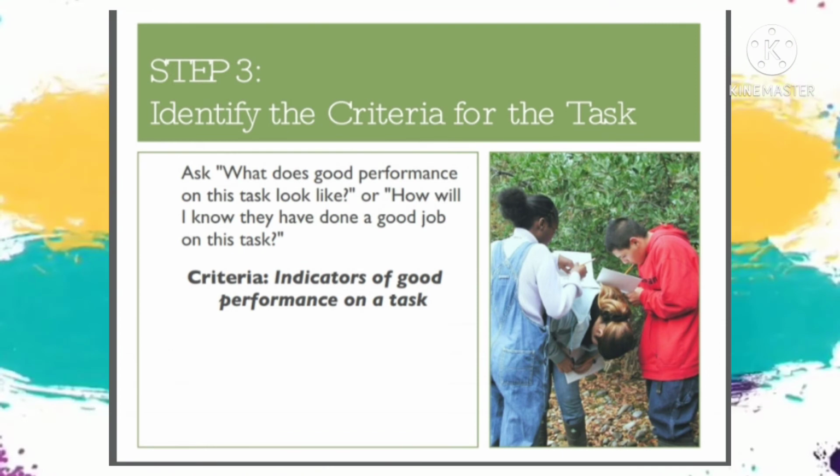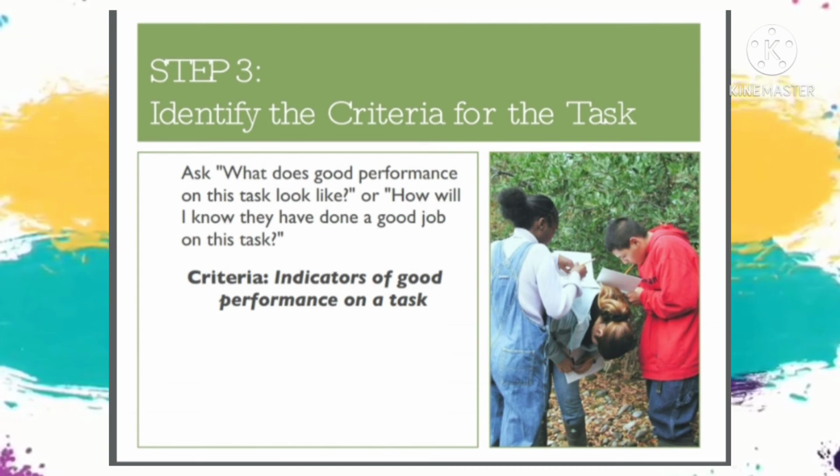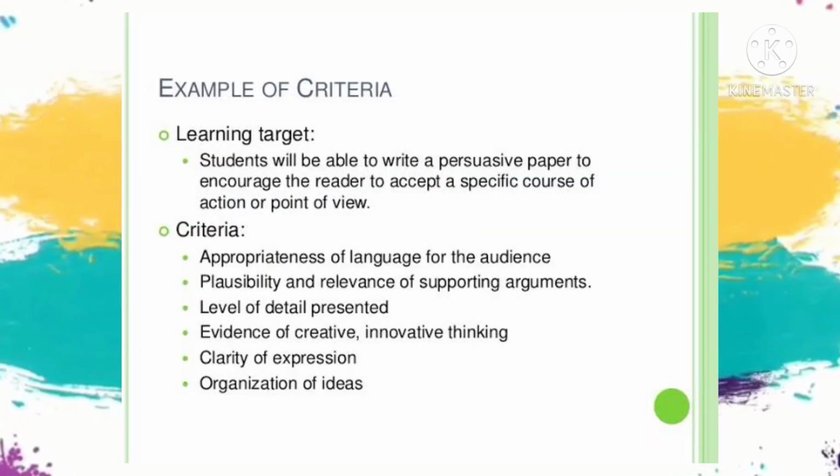Step 3. Identify the criteria for the task. Ask, what does good performance on this task look like? Or how will I know they have done a good job on this task? So a criteria is an indicator of a good performance on a task. So we have an example here.